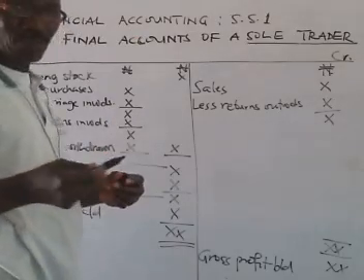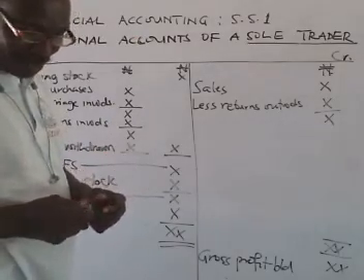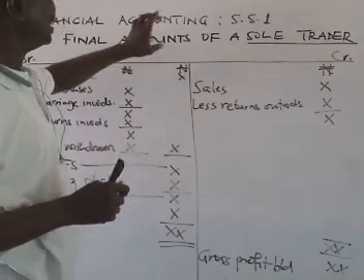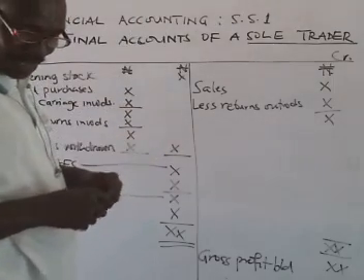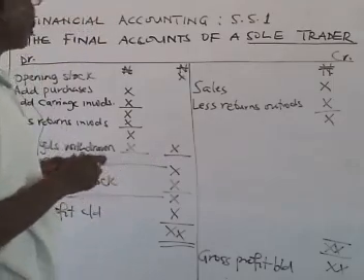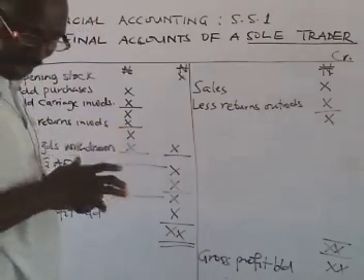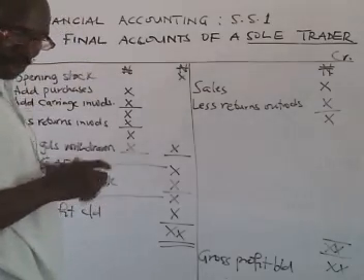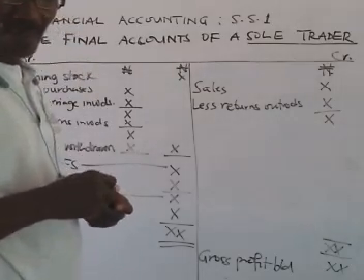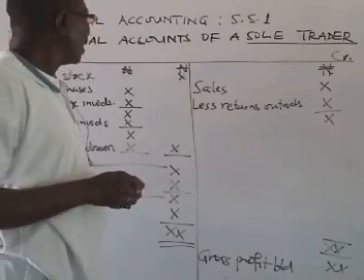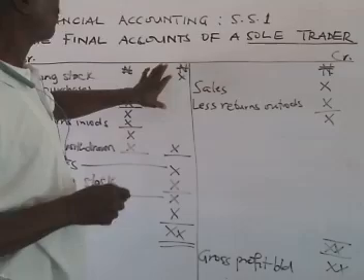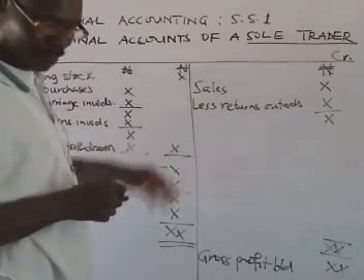What concerns us in accounting are the accounts involved in this type of business. In this business, 3 accounts are mostly needed: the trading account, the P&L account, and the balance sheet. Now, you can see on the board the format of the trading account.